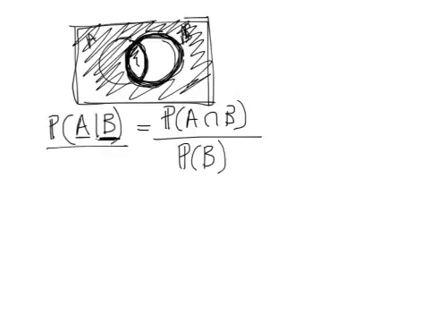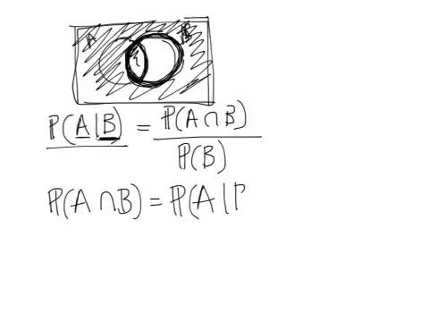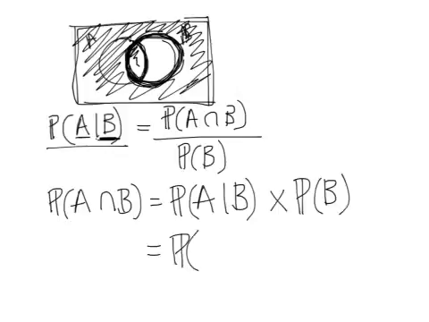And if we rearrange that, then we get the multiplication rule. So the multiplication rule is that the probability of A intersection B equals either the probability of A given B multiplied by the probability of B, or equally we could say it's the probability of B given A multiplied by the probability of A.